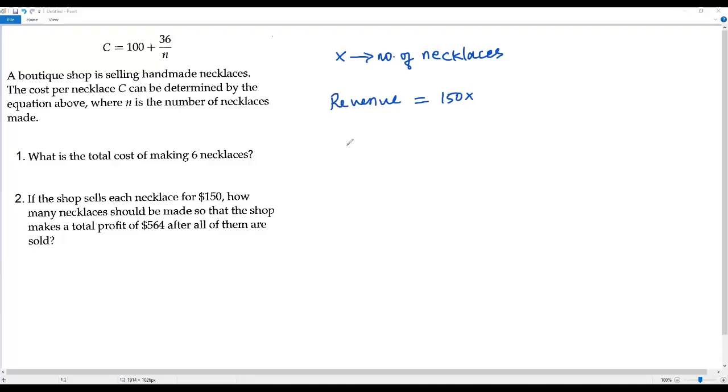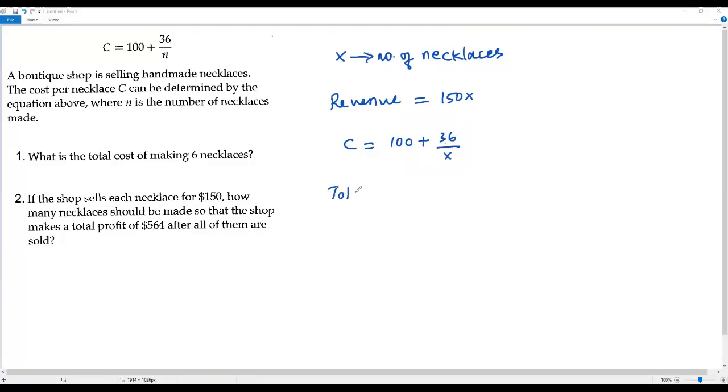To get the total cost, first we have to find the cost of one necklace when the shop makes x necklaces. Already we know that this equation, particularly this C, gives the cost per necklace when you make n number of necklaces. So what is the cost of one necklace if I make x number of necklaces? It is given by 100 plus 36 over x. This expression gives the cost of one necklace when I place an order for x number of necklaces. So it's very clear this is the cost of just one necklace.